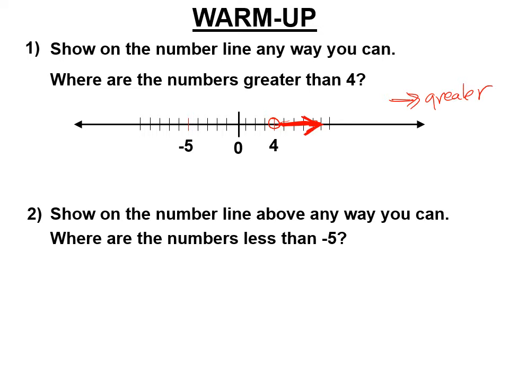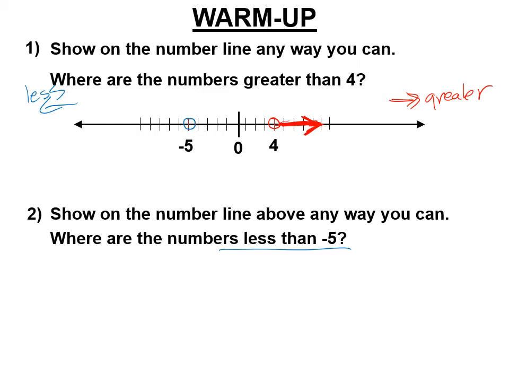To show all the numbers less than -5, same idea, right? The numbers that are less are always this way. -1,000,000 is a very small number, so we have to show -1,000,000. We also have to show -5 1/4 and -5.00003, because both parts of those are negative.